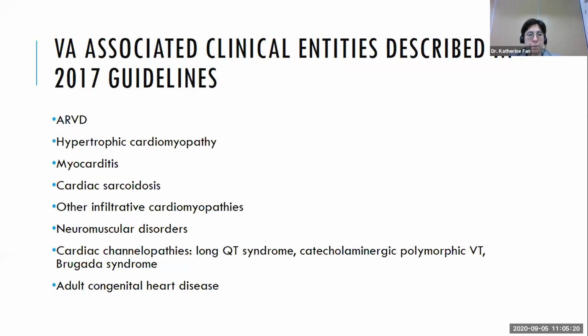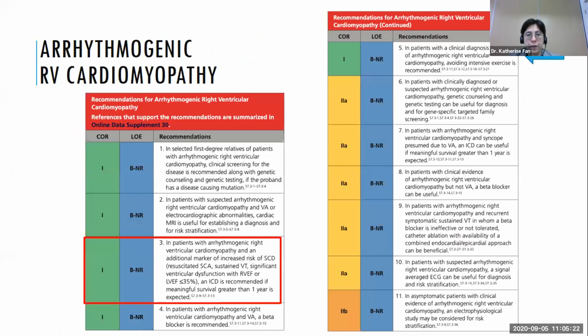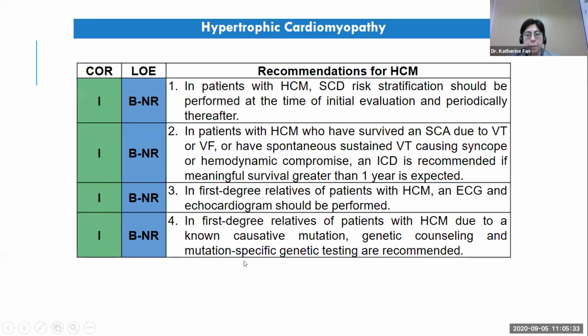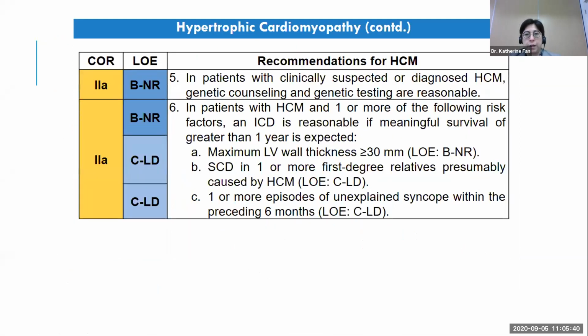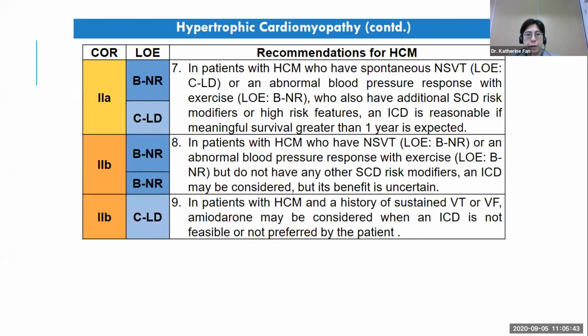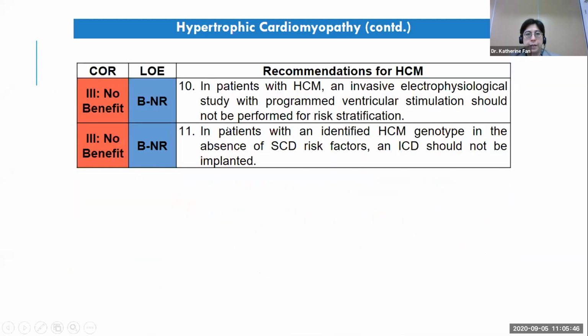I'll go very quickly through the slides, showing you ARVD. This is again very detailed, from investigation to management, and this is the one on ICD therapy. Hypertrophic cardiomyopathy is a frequently encountered clinical problem, and do read through the guideline because they bring it out in detail. Again, there is no benefit of an electrophysiology study, and in those with an identified genotype but absence of sudden cardiac risk, an ICD should not be implanted.